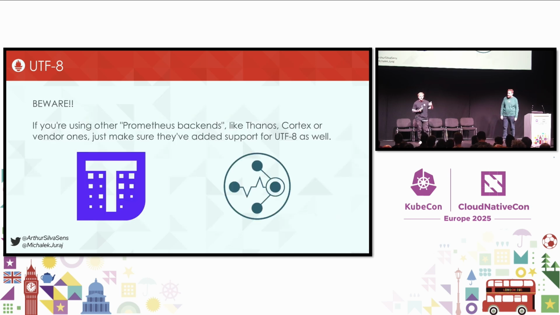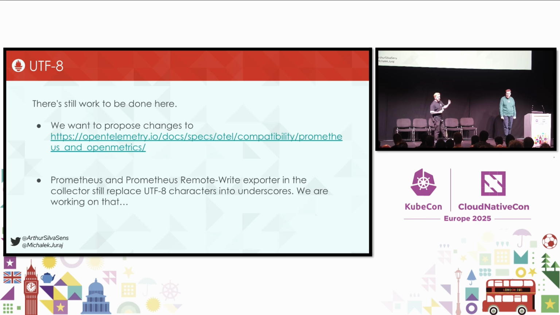If you're using Prometheus-like backends, but not Prometheus, just be sure that they do accept UTF-8. I'm not sure if all vendors, all implementations accept, so just keep an eye on it. We still have work to be done on the UTF-8 side. I have no idea how to update the OpenTelemetry spec, but that's on my to-do list. I want to propose a change to the spec to make sure that when OpenTelemetry is sending data to Prometheus, it's fine to keep the UTF-8 characters. Today the spec requires a translation, and I don't want it to stay that way.